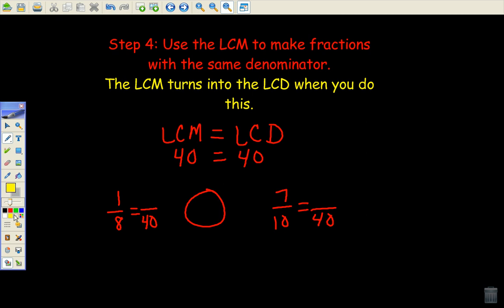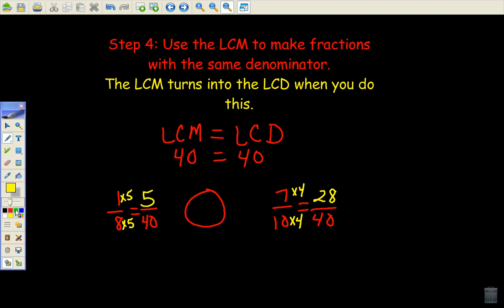Now let's think about this. This is just like when we were doing equivalent fractions. We're making some equivalent fractions here, and we're making some equivalent fractions here, and then we'll compare the 2 sets. So I know that 8 times 5 is 40, so whatever I do to the denominator, I have to do to the numerator. So I would get 5/40ths. So 1/8 is equivalent to 5/40ths. Over here I know 10 times 4 is 40, so 7 times 4 is 28. So this one is 28/40ths.